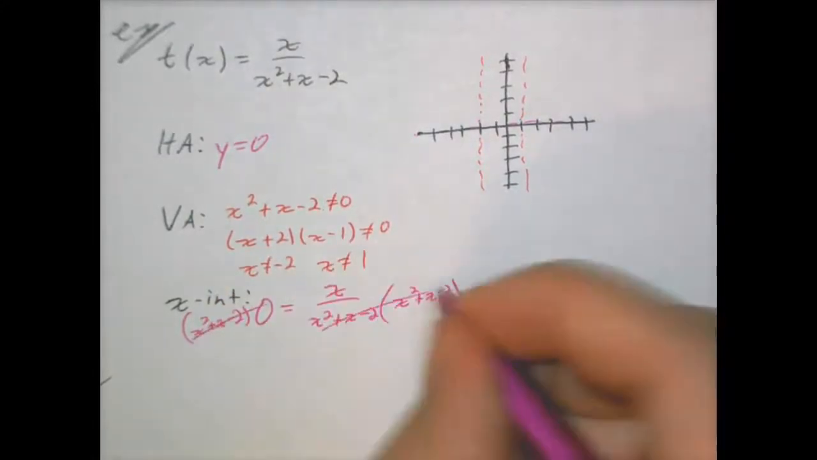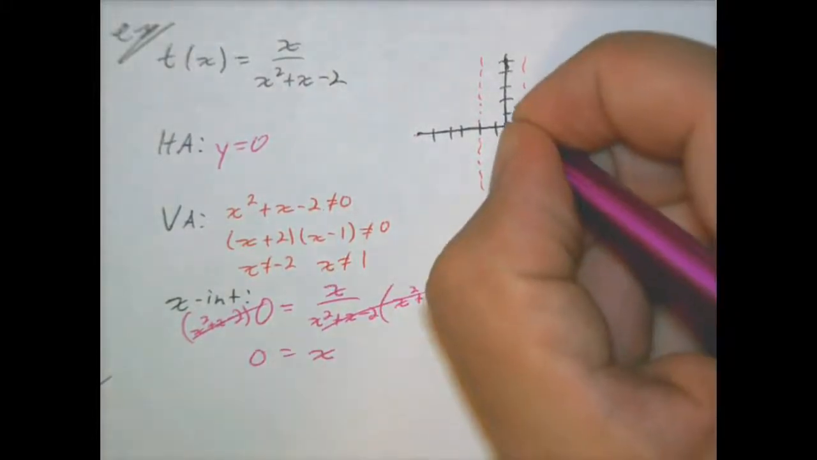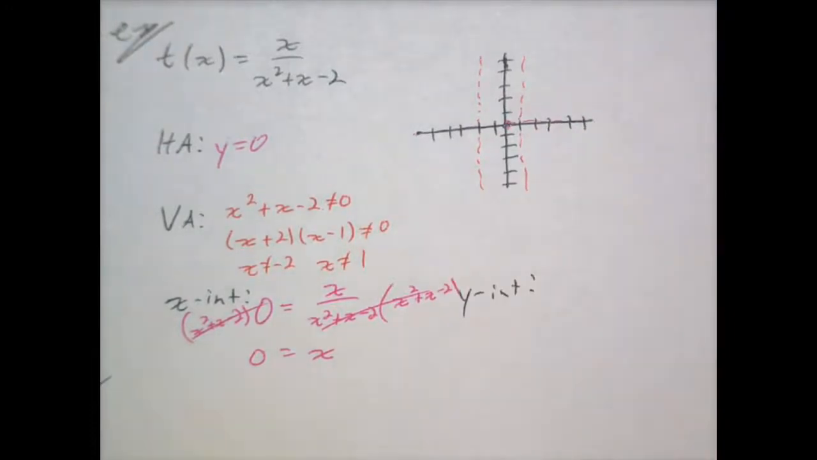And that'll still make 0. That makes 1. 0 equals x. Hey-oh, it crosses at 0. Ooh, but that's on my horizontal asymptote. Remember, sometimes you can pass your horizontal asymptote.